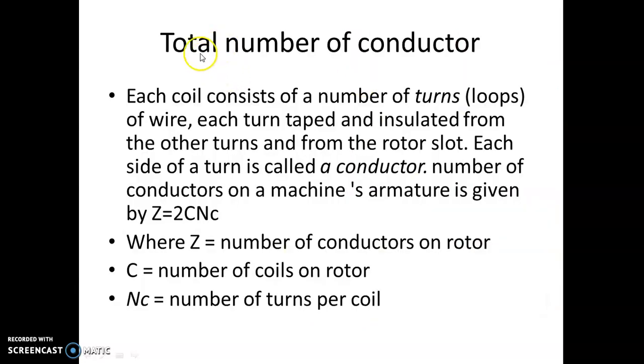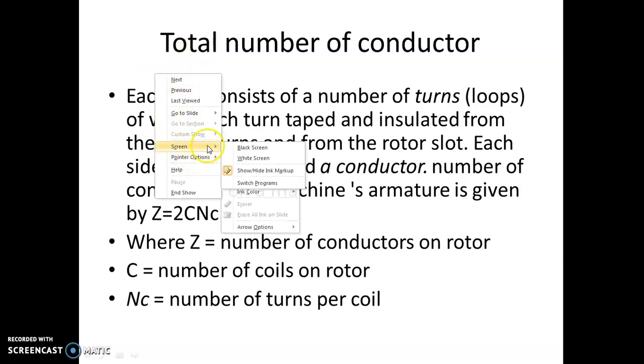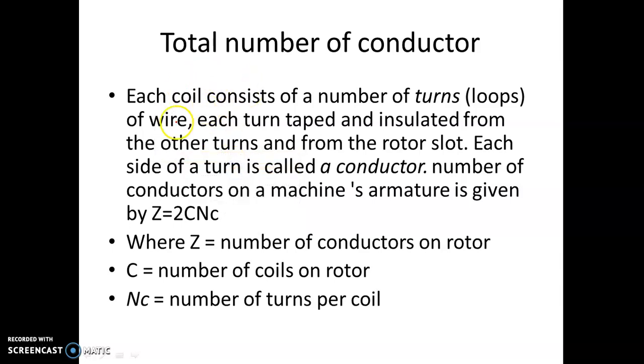Now, total number of conductors. How can we find the total number of conductors? It can be very easily found as seen in our previous slide. Each coil consists of a number of turns, that is, loops of the wire, each turn taped and insulated from the other turns and from the rotor slots.